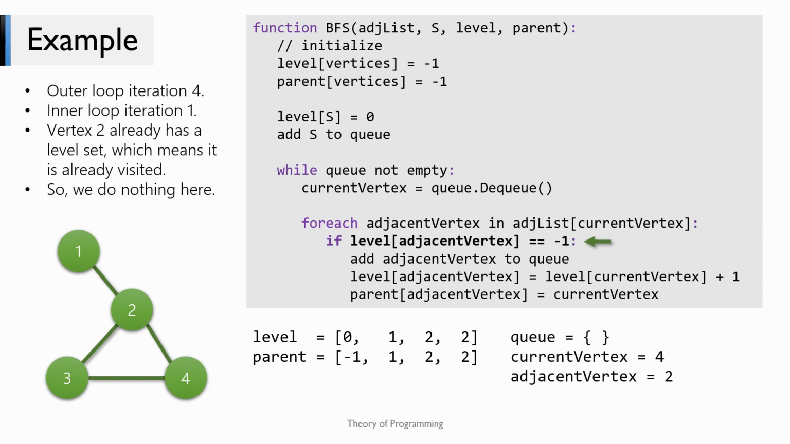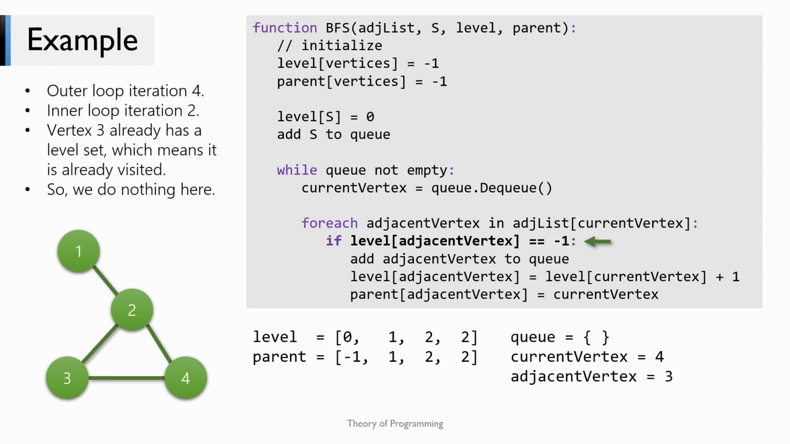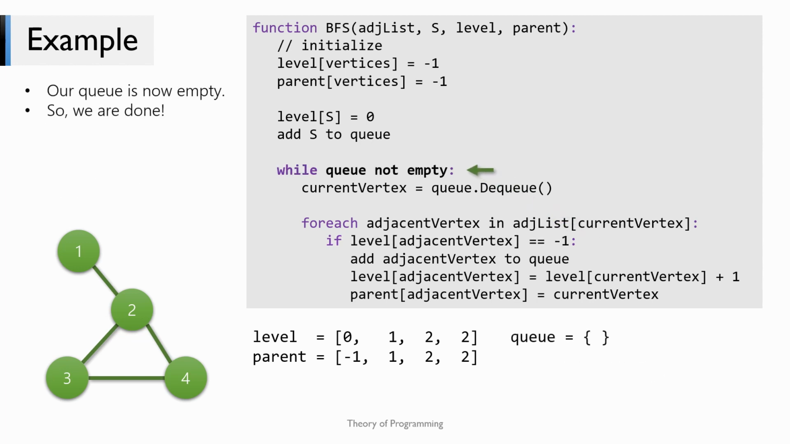The first adjacent vertex is vertex 2. Vertex 2's level is 1, so we don't enter the if block. The second adjacent vertex is vertex 3. Vertex 3's level is 2, so we don't enter the if block again. Now our queue is empty, so we're done. This is how we populate the level and parent array while exploring the graph by breadth first search.